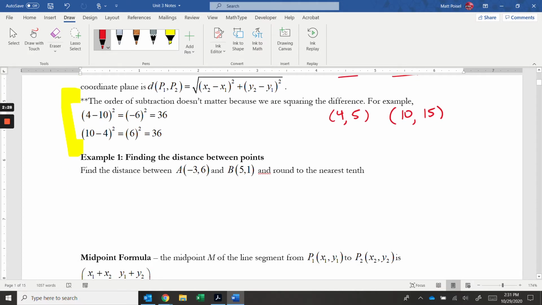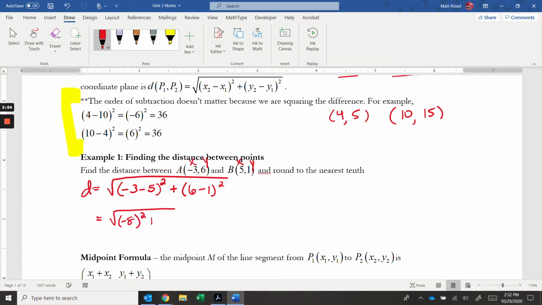So let's work through an example here. Again, the distance formula. I'm going to focus on my x's. Here's an x, here's an x. So I'm just going to go in the order that I read it. -3 minus 5 squared plus, here's a y, here's a y, 6 minus 1 squared. When I work through here, -3 minus 5, that's -8, plus, let's see, 6 minus 1 is 5 squared.